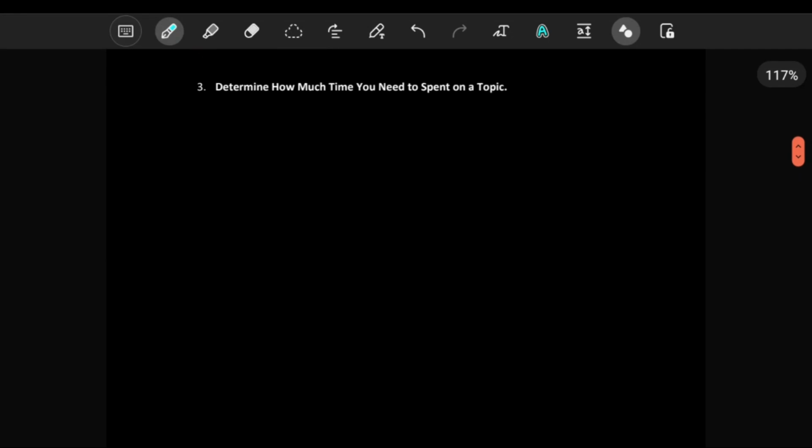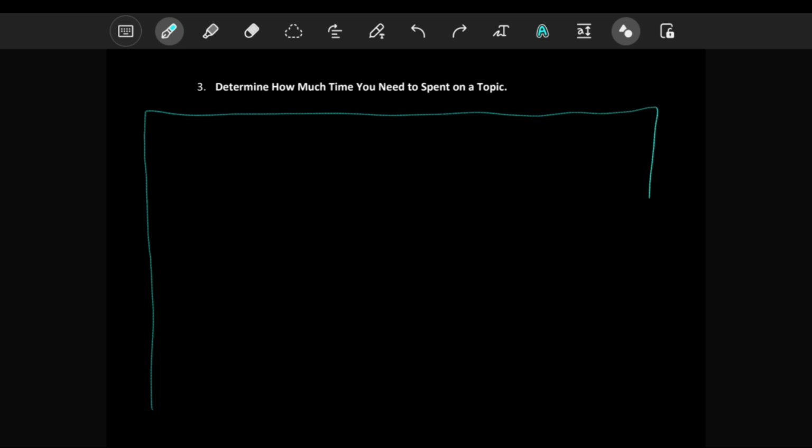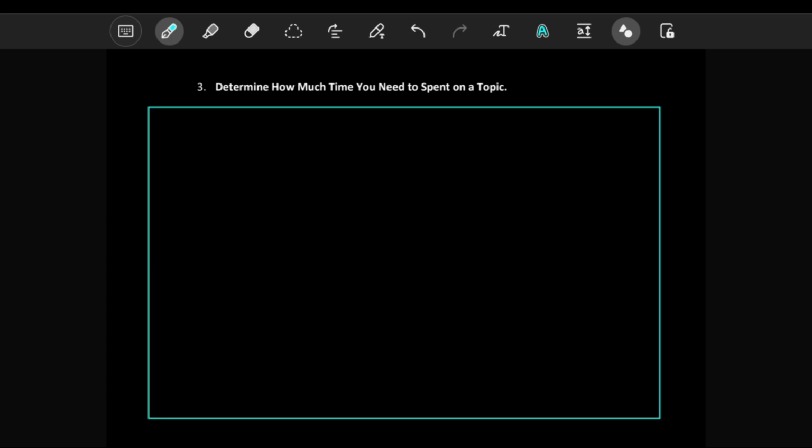Okay, so in terms of us determining how much time you need to spend on a specific topic, we are going to use a certain time frame to give an idea of how you want to manage your time. The time frame that we're going to use is a 42-day time frame. So 42 days is roughly 6 weeks.